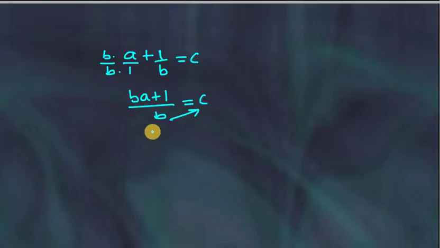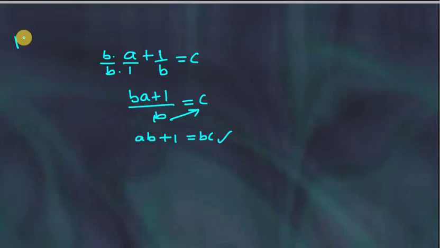This b we can take to that side, the division becomes multiplication. So ultimately what I am getting is ab plus 1 is equal to bc. So this is a simplification.